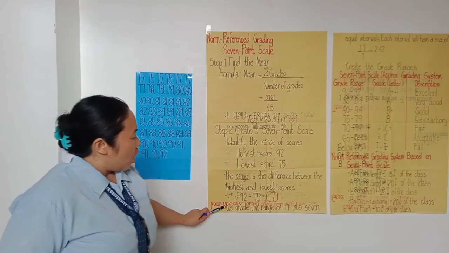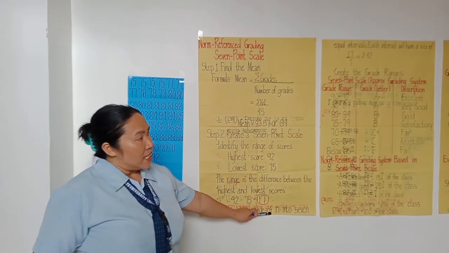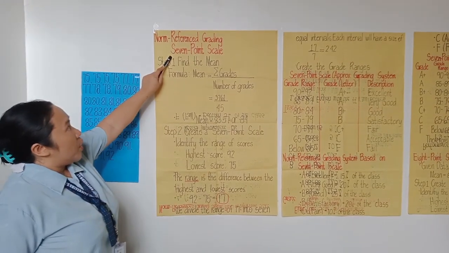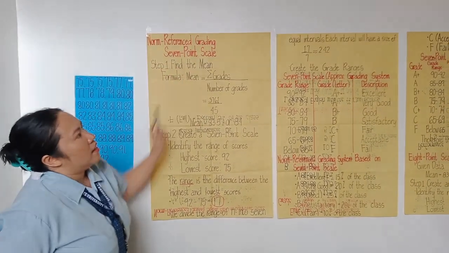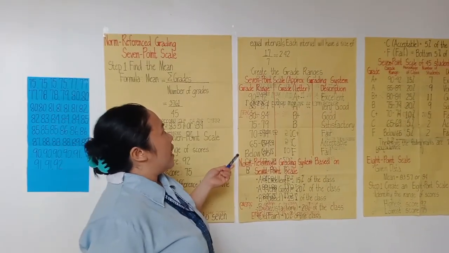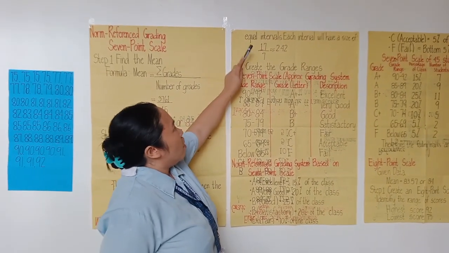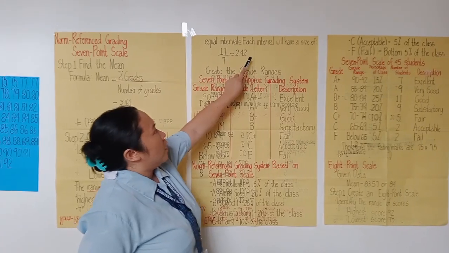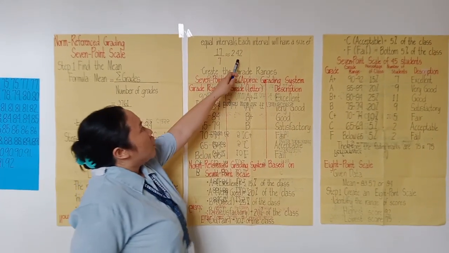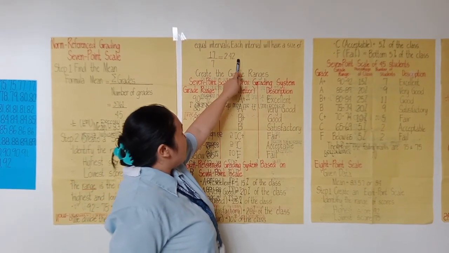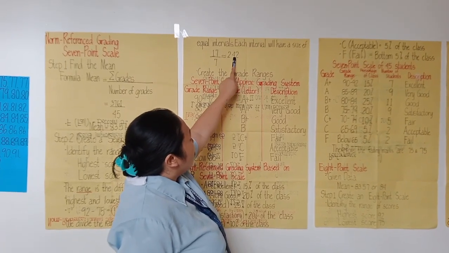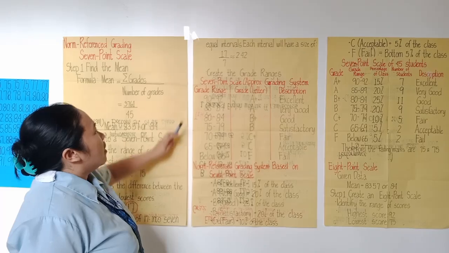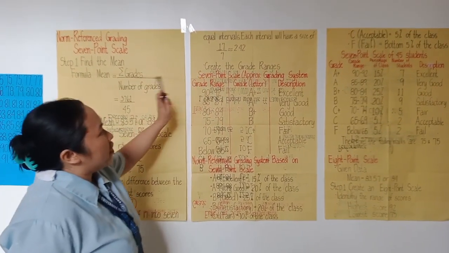Next, we divide the range of 17 into 7 equal intervals, since we are going to get the 7-point scale. So each interval will have a size of 17 over 7, which is equal to 2.42. Then for simplicity, we round down, since it is not above 5, so it will become 2. Next, we will create the grade ranges.